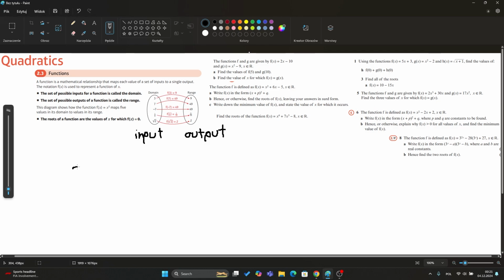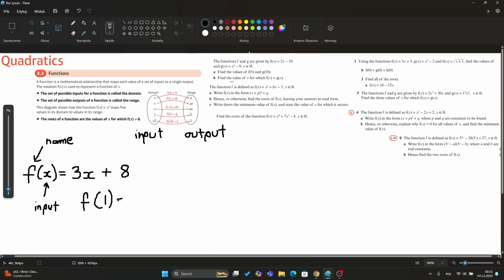So let's say I had a linear function of 3x plus 8, and it's called f of x. Now, it's called f of x because f is our name of the function, so we're naming the function f, and here we got our input. So if this was f of 1, then the x would be replaced with 1 to give us 3 plus 8, which is 11.